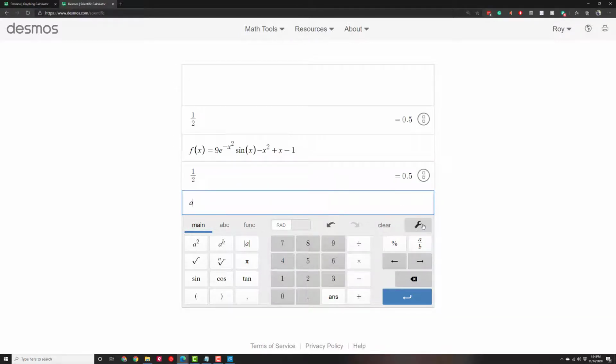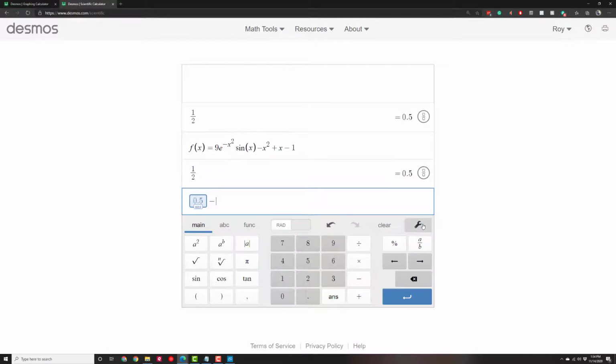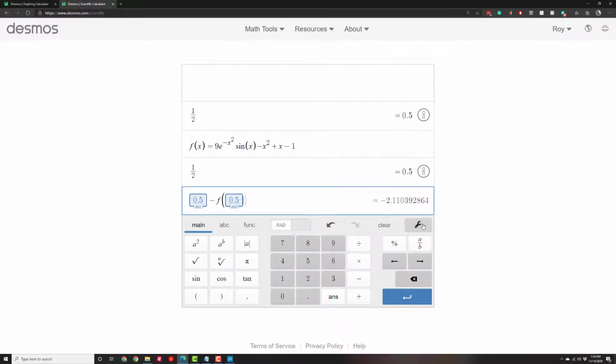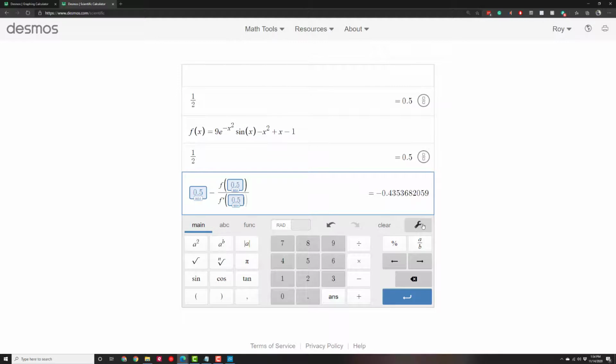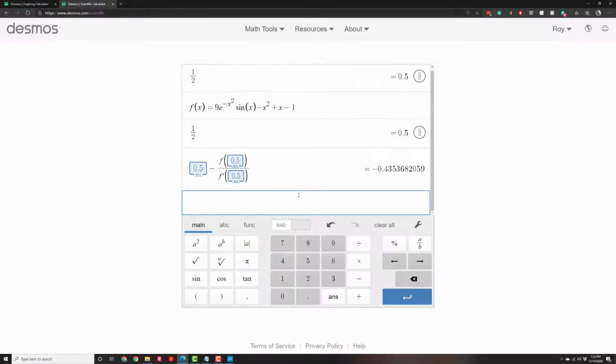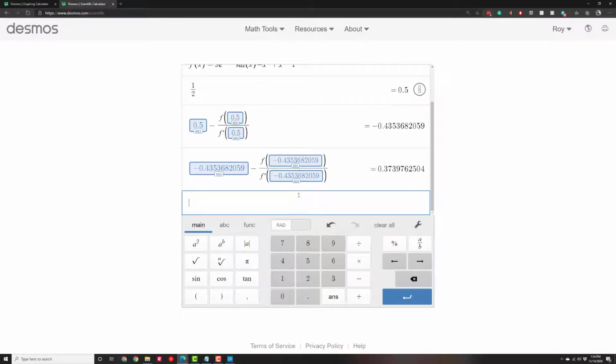So there's my guess. Now I'm going to take that guess, and I'm going to subtract off f evaluated at that guess, and then I'm going to divide by f prime, again evaluated at that guess. And you see that our next guess is outside of that interval. That has me somewhat concerned. Remember, our interval went from 1/2 to 2, and it's telling me my next guess is outside of that interval. And that's a problem.